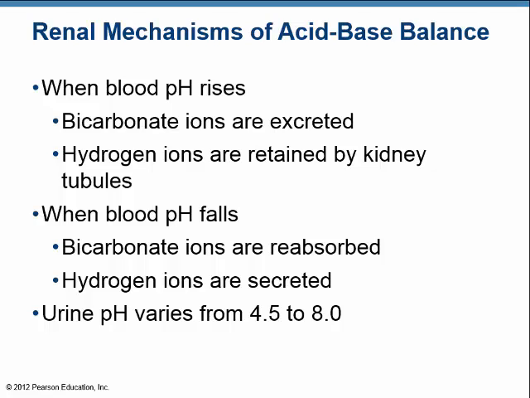Urine pH can vary from 4.5, which is very acidic, up to 8.0, which is quite alkaline. So whether you have too much acid in the body or not enough acid in the body, your kidneys can regulate pH balance.